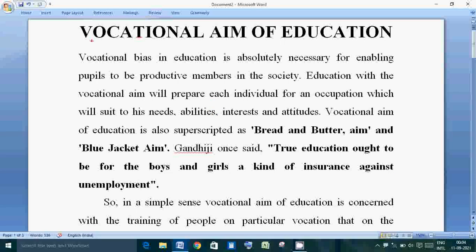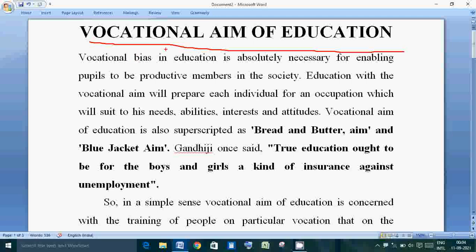Hello students, good morning. Today we are going to discuss another aim of education, and that is the vocational aim of education. In our previous class we discussed the individual aim of education and the social aim of education. In this class today we will understand what the vocational aim of education is.